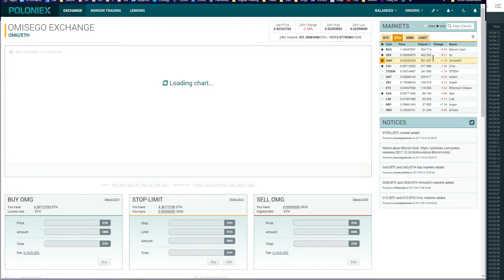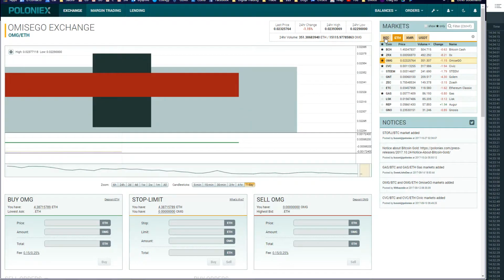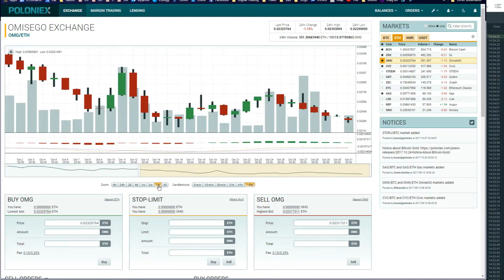Cool thing about Poloniex is you can trade out of something. OMG, you know, it's at a point down here. It's got to go all the way to 22.022 Ethereum, OMG to ETH. It's got to hit this level. If it goes below it, it's just going to keep going.